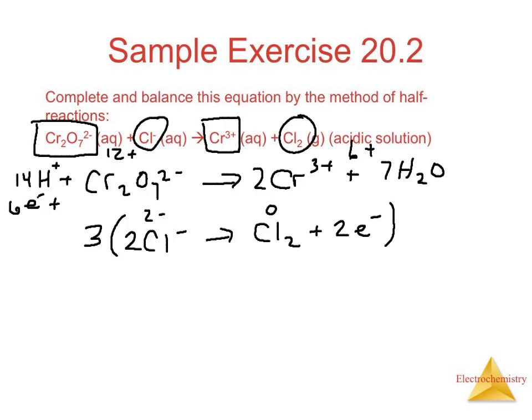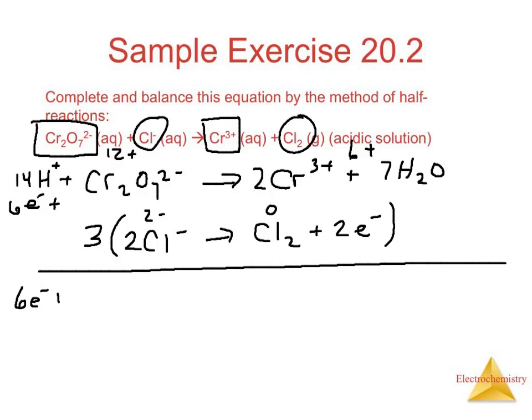Then we're going to add all this up, and I'm going to run out of room here, but we've got 6 electrons plus 14 H+ plus Cr2O7 2- plus 6 Cl-.